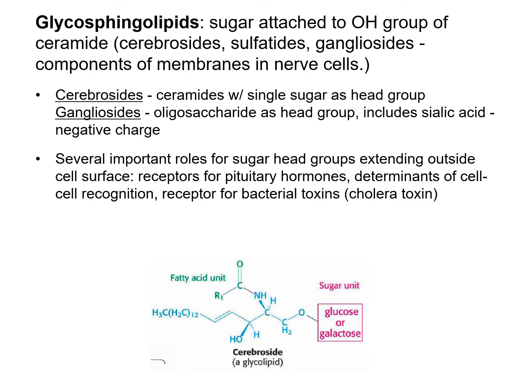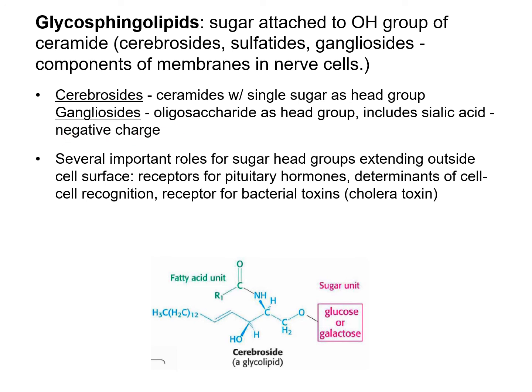The other subgroups are glycosphingolipids, which are ceramides with sugars attached to their hydroxyl groups. Examples are cerebrosides, gangliosides, as well as globosides, and so on. All of them are critical components of membranes in nerve cells for their functions. And cerebrosides, like I told you a few slides back, are ceramides with a single sugar as the head group, as opposed to gangliosides, which contain oligosaccharides as their head group, as well as sialic acid, which has a negative charge too.